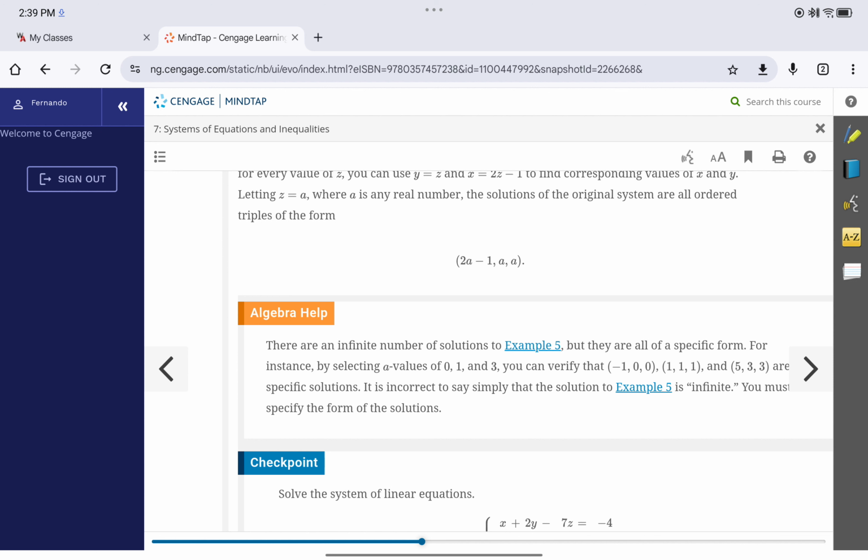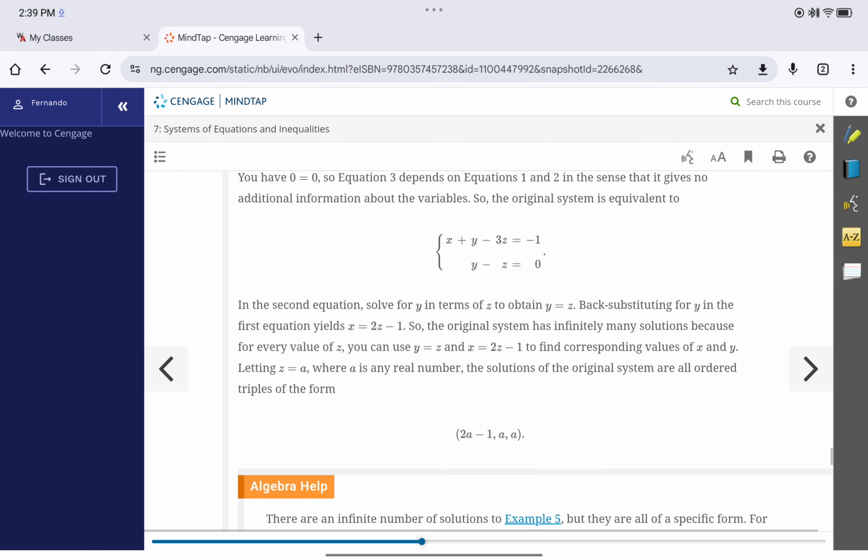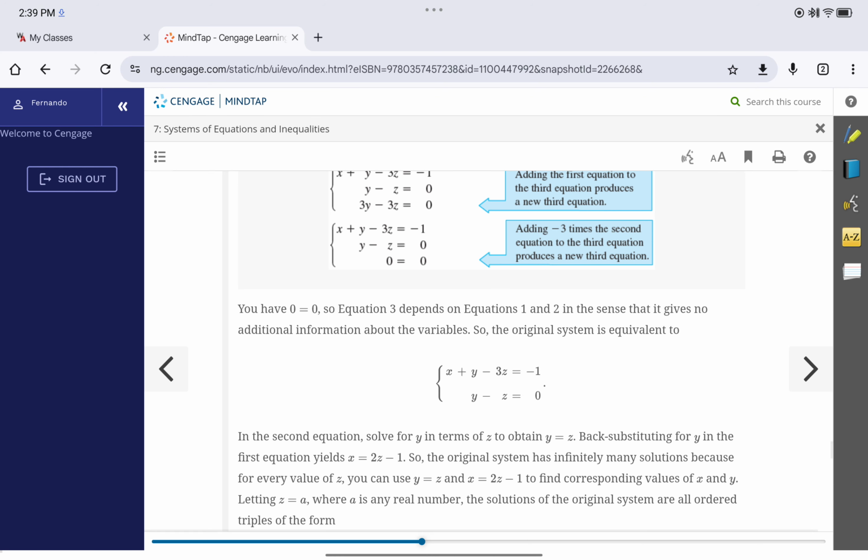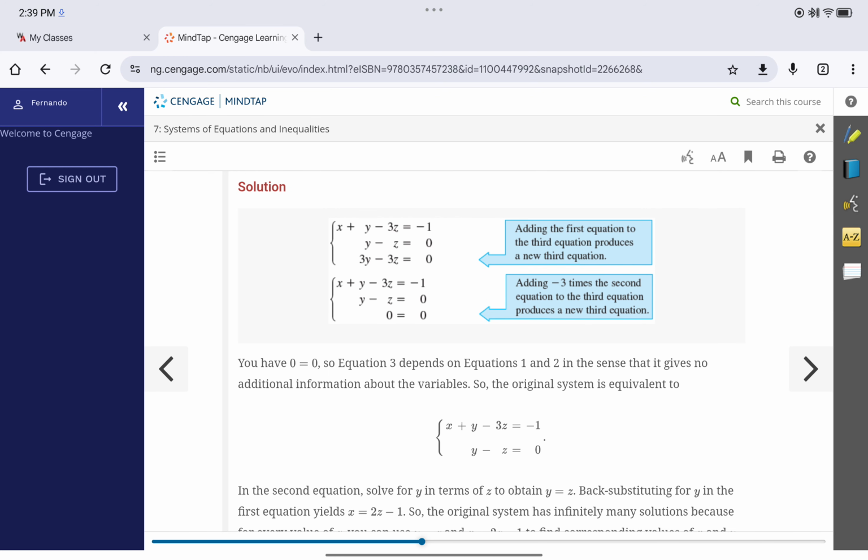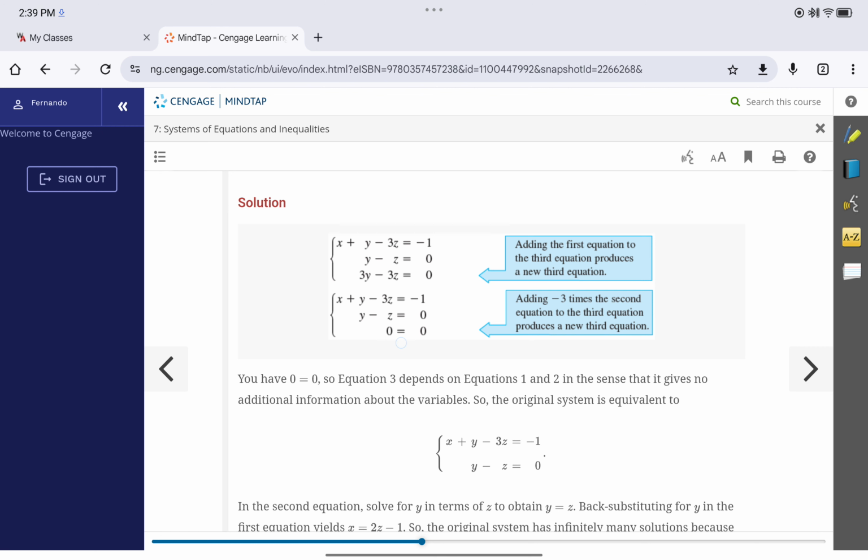And when do you have to provide a general solution? If it's infinite solutions, if you got this weird looking answer where basically one of the equations went away, but you get a true statement. The last equation was 0 equals 0.